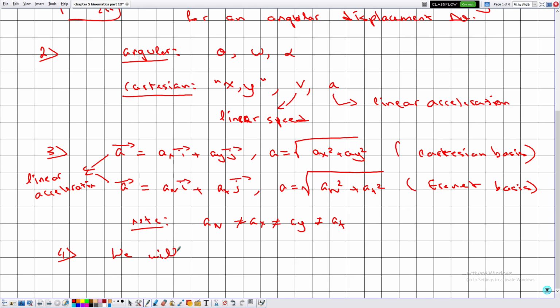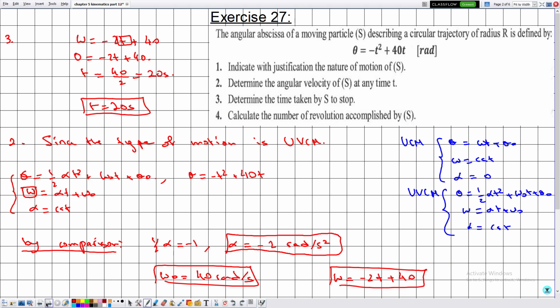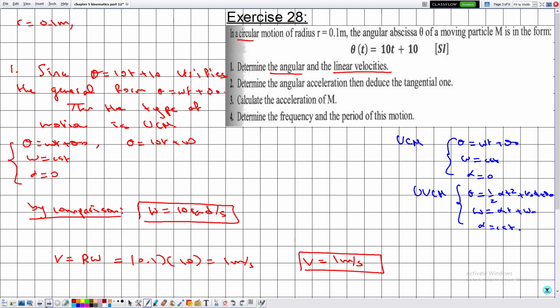We will only consider scalar quantities in circular motion unless specified, okay? So we can consider only the scalar quantities unless they tell us calculate or they mention the word vector, okay?